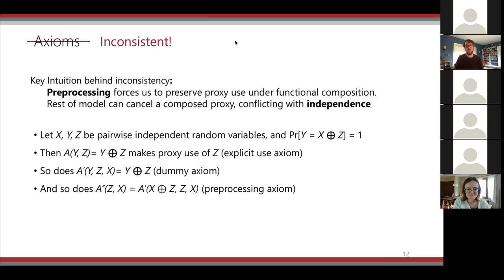And finally, by preprocessing, if we replace Y with X or Z, right, that's going to be equivalent to the original, but here we violated independence by replacing Y with this function, right? We're left with just X, and this violates our assumption that all of the variables are pairwise independent, right? So these extensional axioms don't serve us well. They don't sort of give us a path to being able to define proxy use.